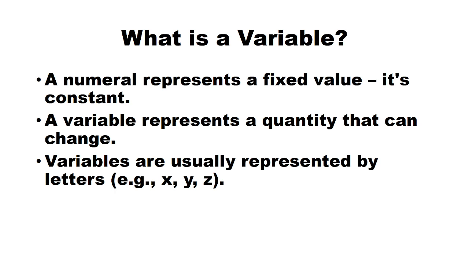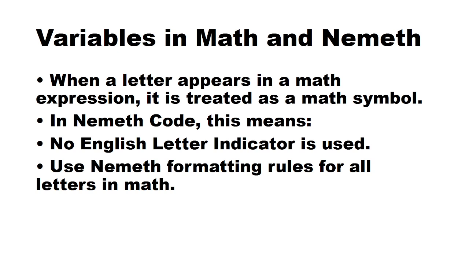And basically in high school and even higher math, the most common variables are these last three letters of the English alphabet. Now, when we have a letter that appears in a specific math expression, this letter or these letters are actually treated as math symbols. So they are no longer deemed as part of a literary text because they are already part of a math expression. And when these letters are treated as math symbols, then the Nemeth Braille Code rules apply to them.